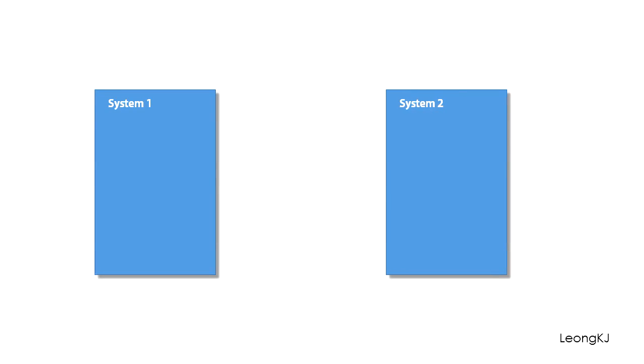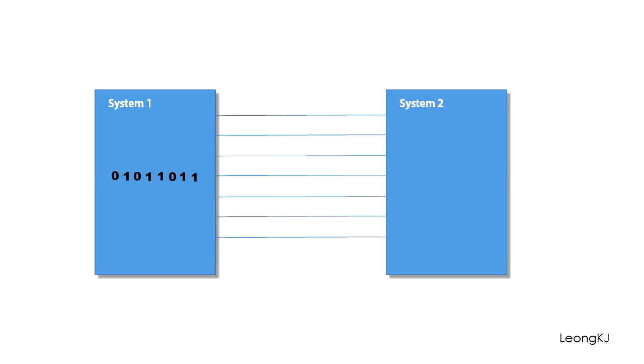Serial Communication Basic. You have System 1 and System 2, and you need to send a byte of data from System 1 to System 2. You can have 8 lines connecting System 1 and System 2.